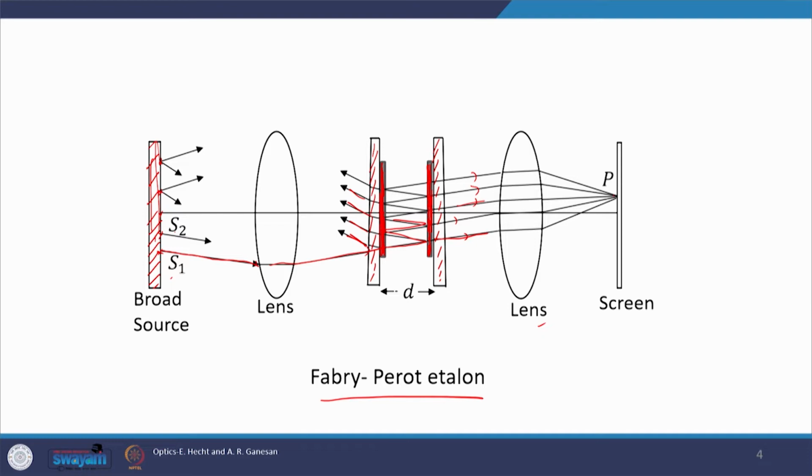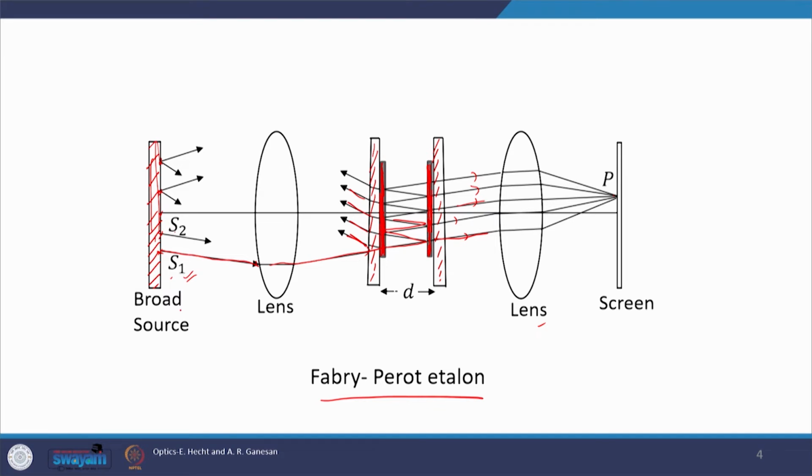Now, all the rays, either in the reflected arm or in the transmitted arm, are emanating from source S1. A particular ray falls on this interferometer, and then multiple reflections and transmissions happen. Out of the same source S1, multiple reflected and transmitted rays are generated, and these rays are perfectly coherent with each other. Why? Because they are generated from the same source.